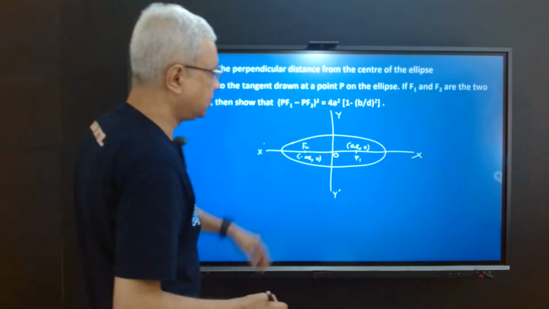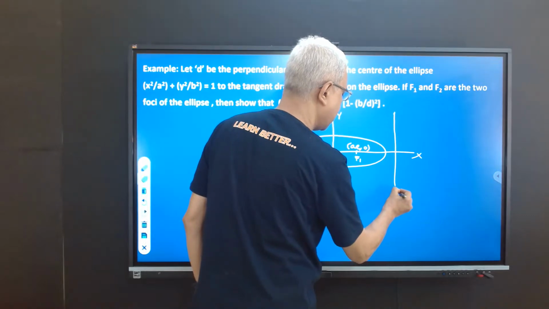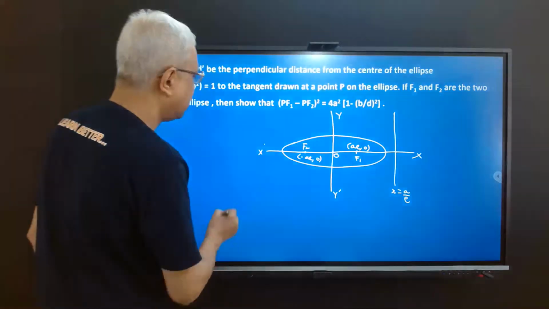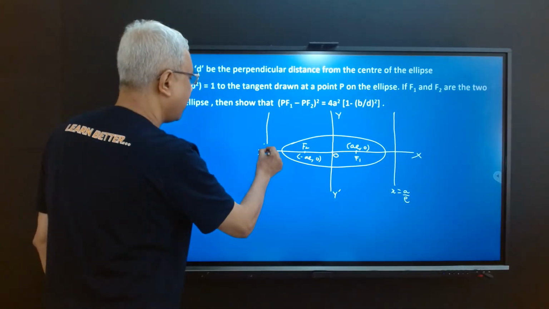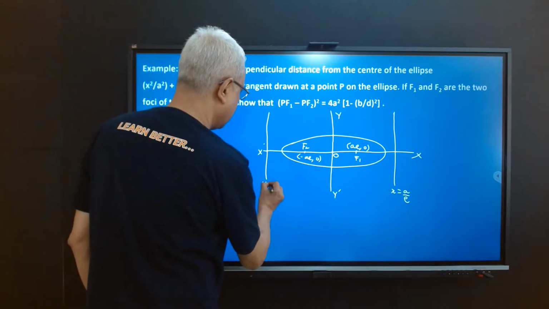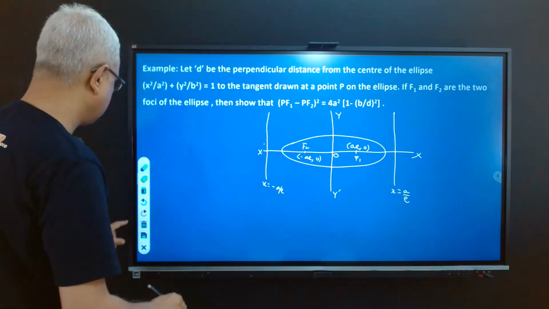And there are two directrices of the ellipse. This is x equal to a by e, one directrix. This is another directrix, x equal to minus a by e.